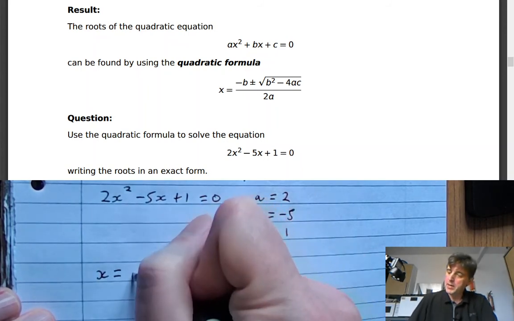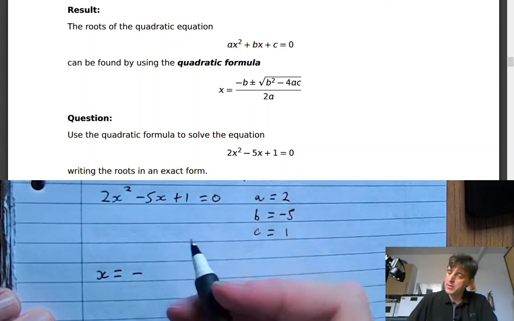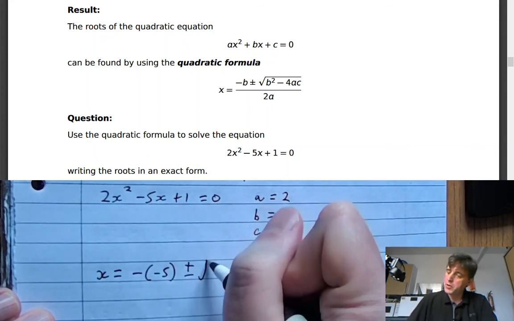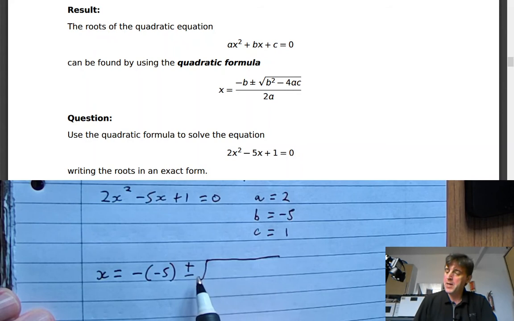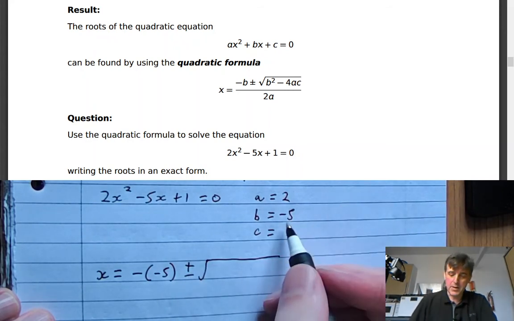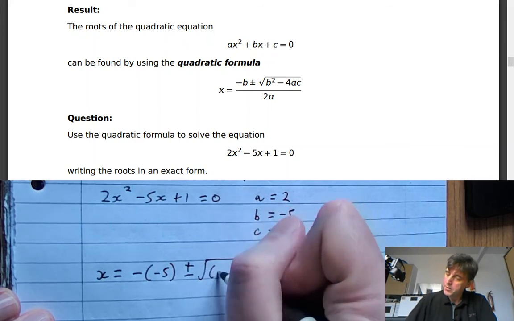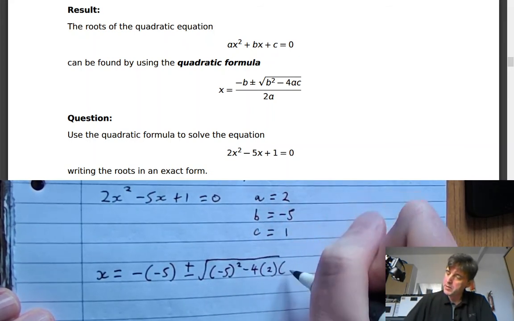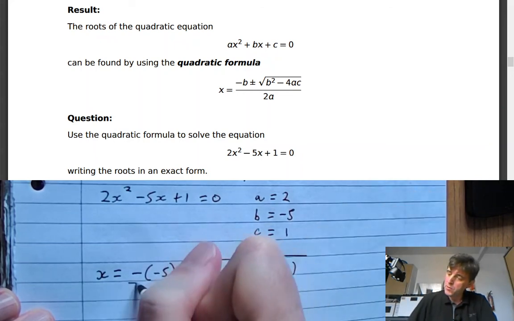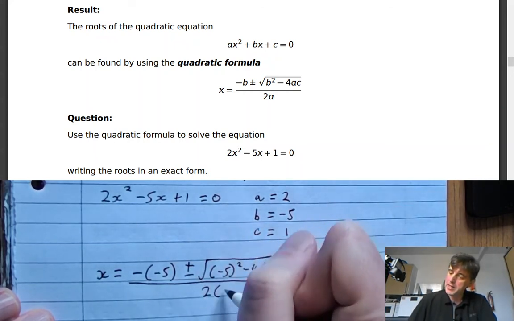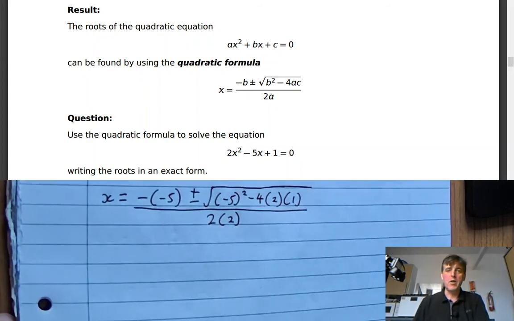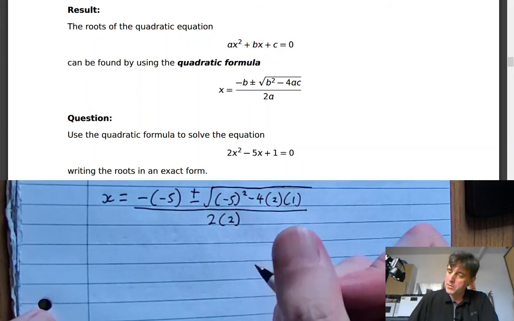So we end up with minus b, which is minus -5, plus or minus, remember this leads us to our two solutions or our two roots, because we take each of these individually, but let's get the rest of it written down as well. So b squared minus 4 times a, which is 2, times c, which is 1. And this is all over 2 lots of a, and a is 2 there. Okay, so now it's just a case of simplifying down what that becomes.